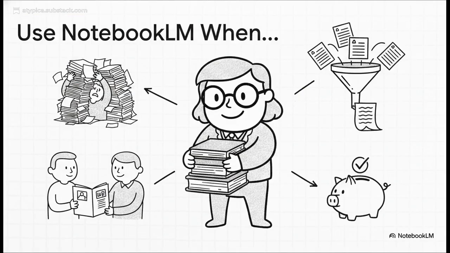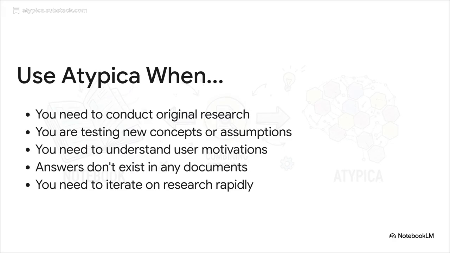So when do you call the librarian? You bring in NotebookLM when you are literally drowning in documents and just need to know what they say, fast. It's amazing for synthesizing a bunch of different sources, getting new team members up to speed on old reports, or when your budget is super tight because its free tier is incredibly generous. And when do you hire the detective? Well, you use Atypica when the answer you need simply doesn't exist in a document anywhere.